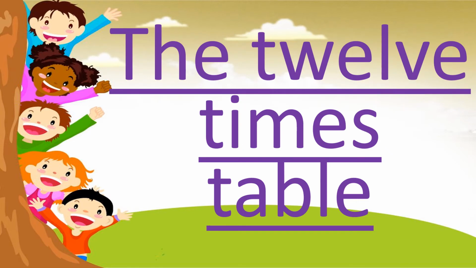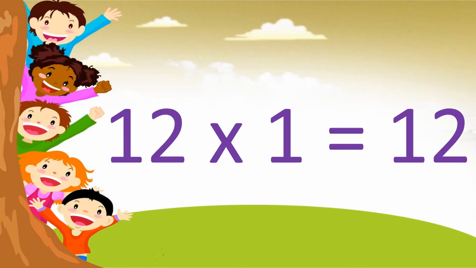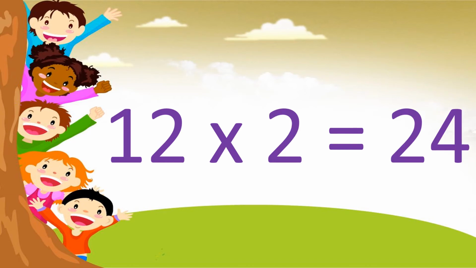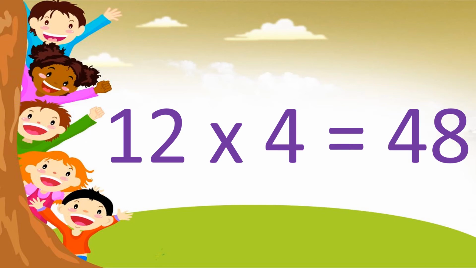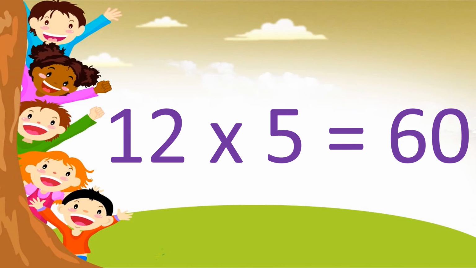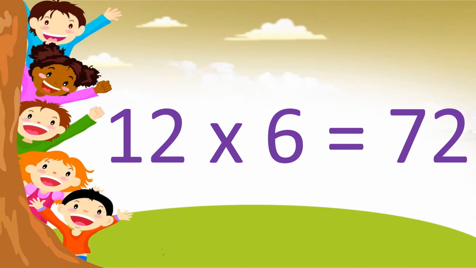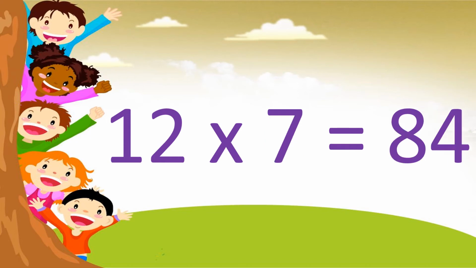The 12 times table. 12 times 1 is 12. 12 times 2 is 24. 12 times 3 is 36. 12 times 4 is 48. 12 times 5 is 60. 12 times 6 is 72. 12 times 7 is 84.